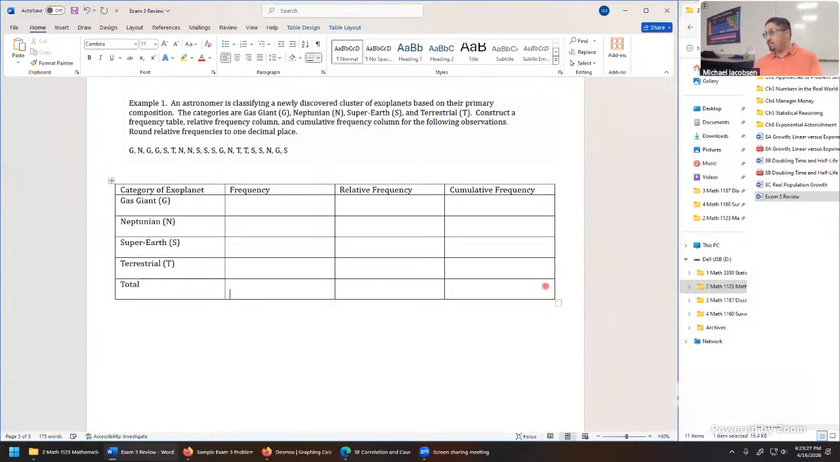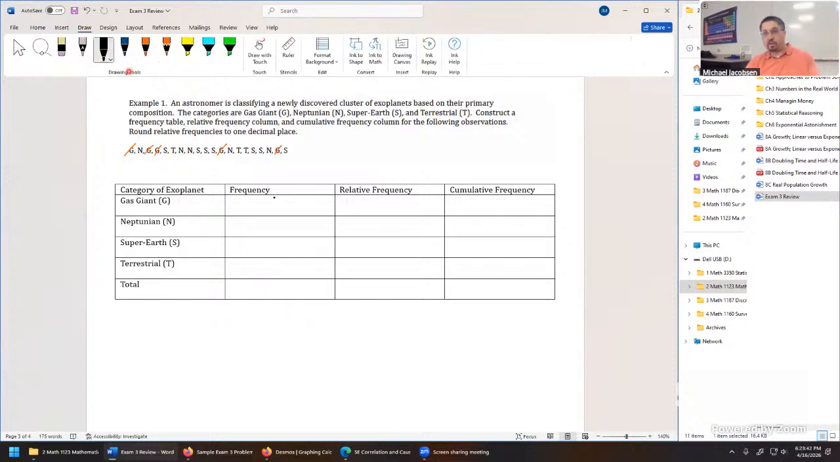Let me make sure I can fit these in with my penmanship. So as far as the gas giant goes, we have 1, 2, 3, 4. I'm counting 5. Let me know if I come up with a wrong figure there. It's easy to miss these. Then for Neptunian, let me use a different color. I have 1, 2, 3, 4, looks like 5 again.